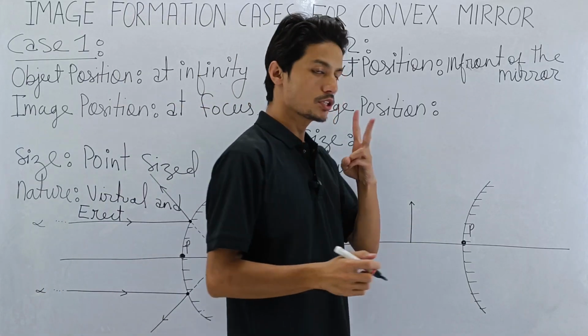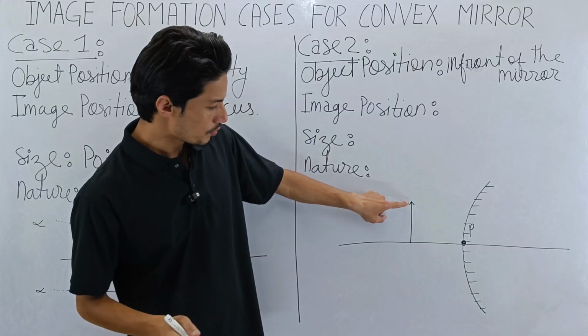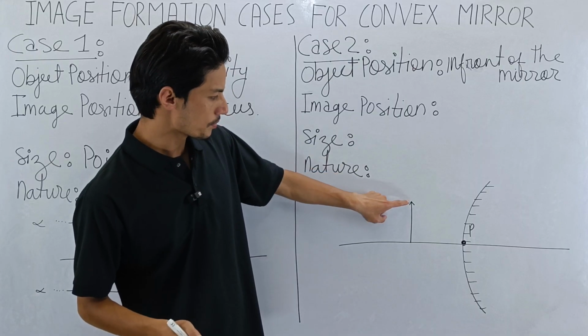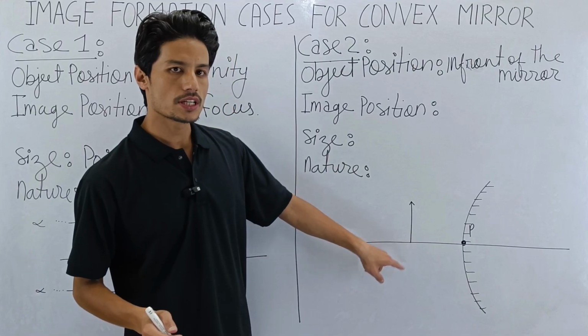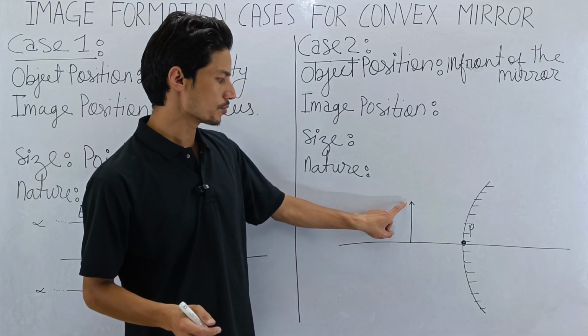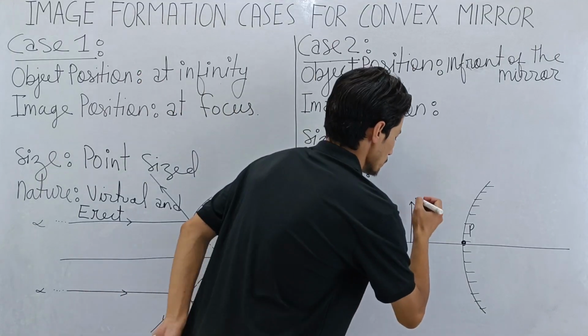So we will be drawing 2 rays. Remember, we will be drawing the rays. The rays should emerge from here, from the top. This is called the head, this is called the foot. Rays will never come out from the foot, rays come out from the head. All right, so draw 2 rays.